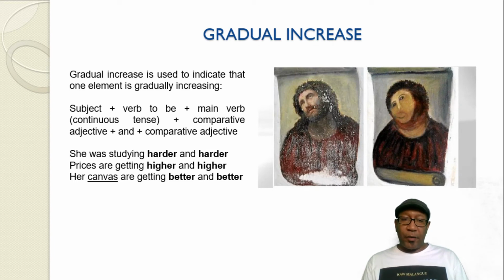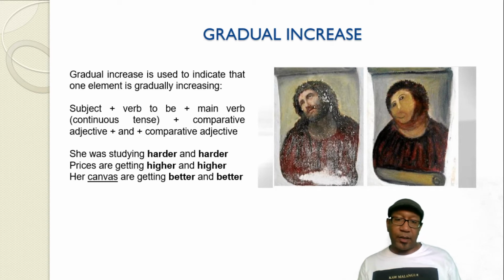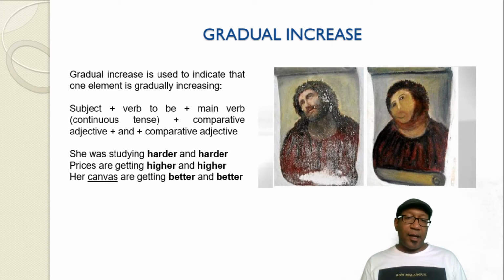We also have the gradual increase. It is used to indicate that one element is gradually increasing. So it's not comparing to another. It's the same element, just increasing. So: subject plus verb to be plus main verb in the continuous tense, comparative adjective plus and the same comparative adjective. So we have here: she was studying harder and harder. Prices are getting higher and higher. Her canvases are getting better and better.